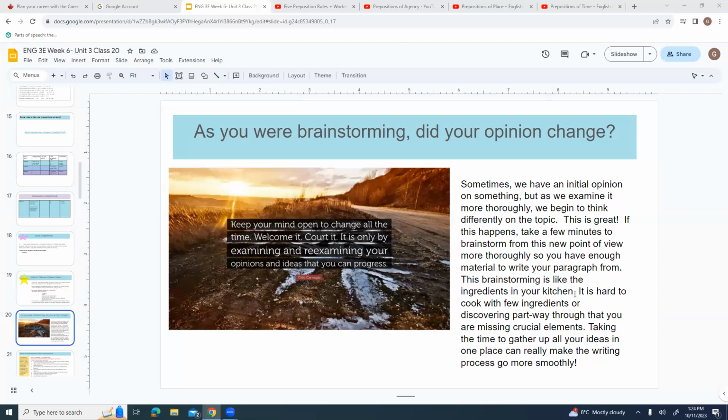This brainstorming is like the ingredients in your kitchen. It's hard to cook if you only have a few ingredients, or if you just kind of dive in and then find out partway that you're missing crucial elements. So if you just start writing your rough draft right away, sometimes it's really hard to do because you're trying to think about spelling and think about phrasing all at the same time as thinking about your ideas. Whereas if you take the time to do the brainstorming first, then you've got all your ingredients ready, and it's so much easier to write a rough draft once you've done that. So taking the time to gather up your ideas into one place can really make the writing process go so much more smoothly.